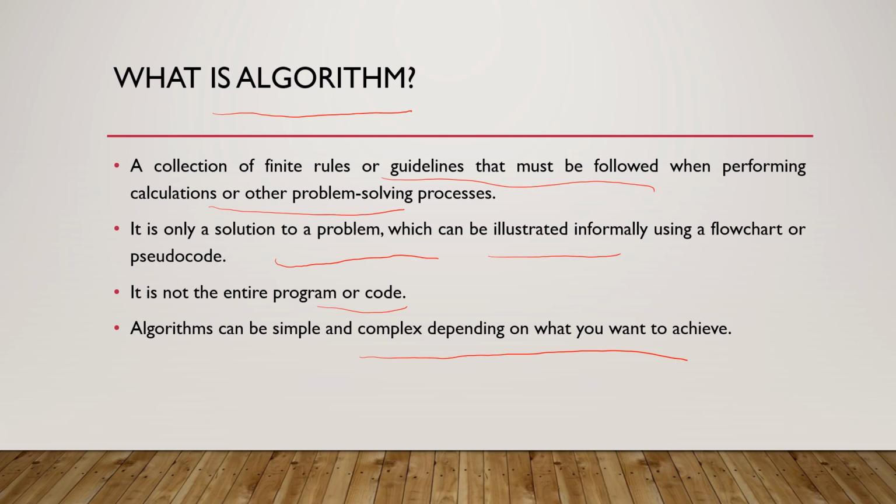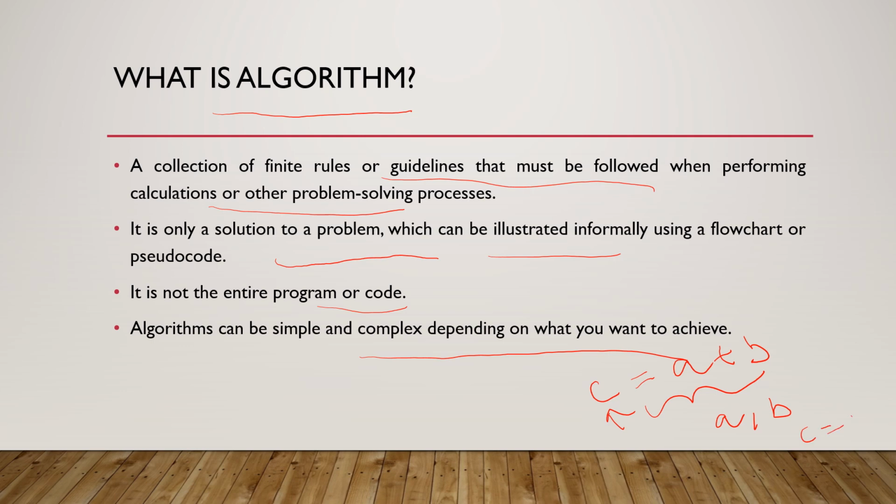Let us consider a simple example of adding two numbers. Suppose we want to add two numbers, a plus b, and store the result in c. For that, first we need to declare these three variables. Then we will take the input from the keyboard for the value of a and the value of b.